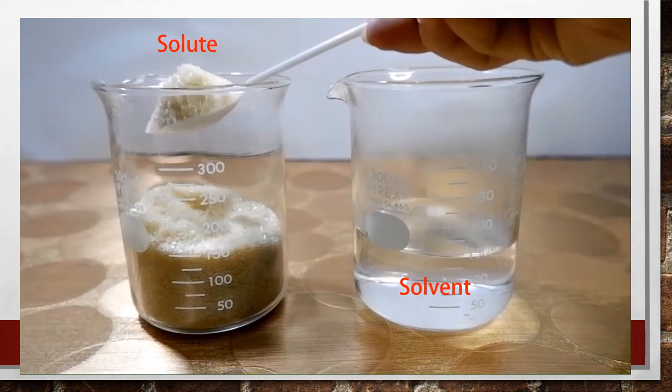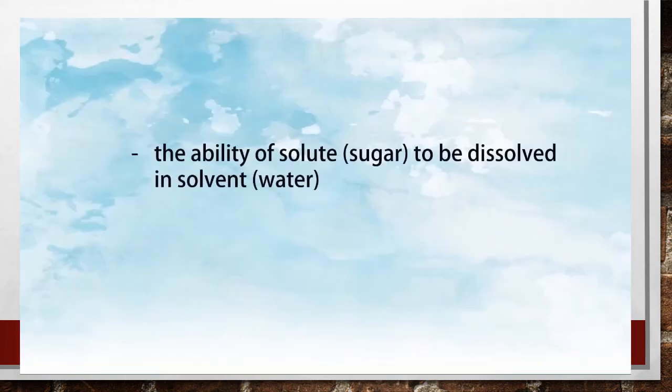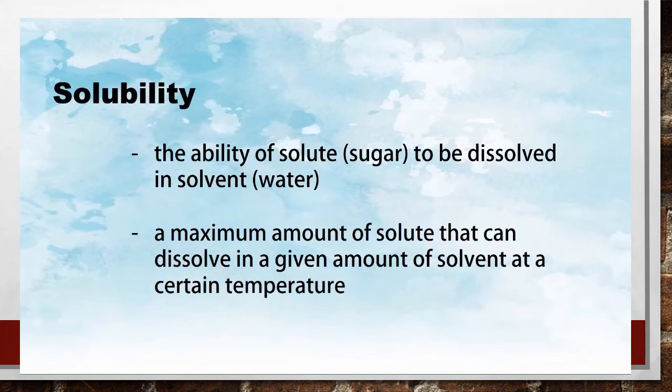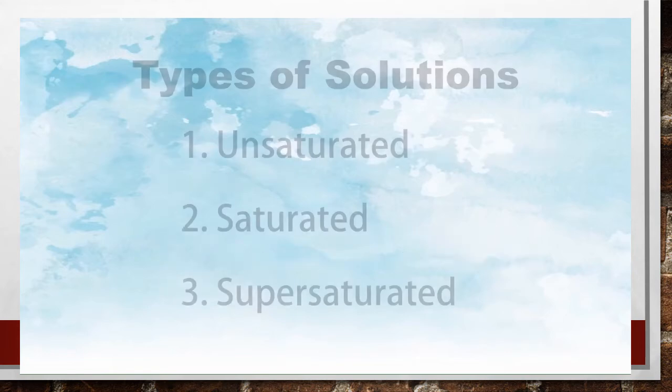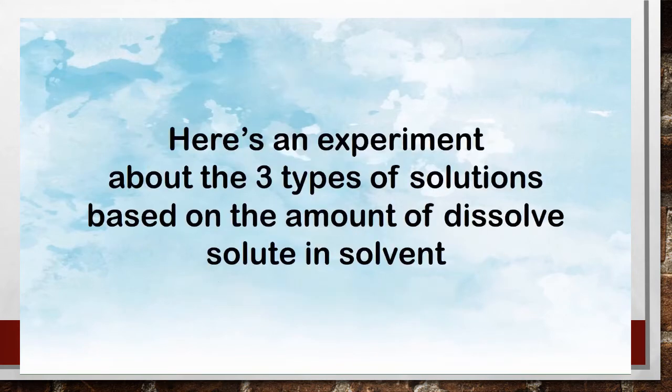Between solute and solvent, we will focus on the solute. The ability of solute to dissolve in solvent is what we call solubility. Solubility is a maximum amount of solute that can dissolve in a given amount of solvent at a certain temperature. The amount of dissolved solute produces three types of solutions. Here's an experiment about the three types of solutions based on the amount of dissolved solute in solvent.